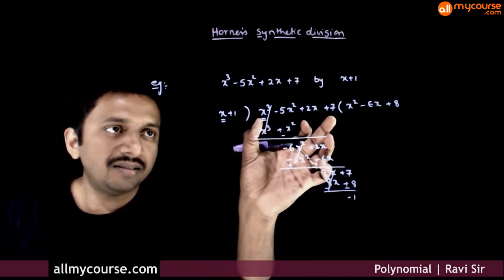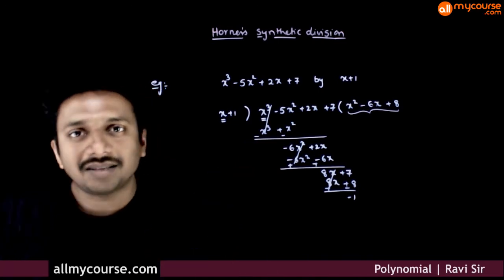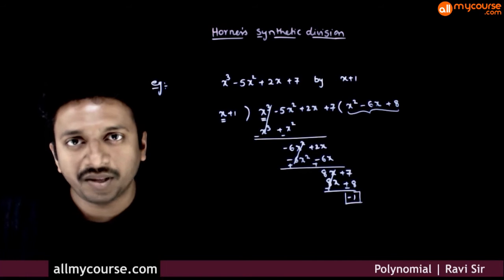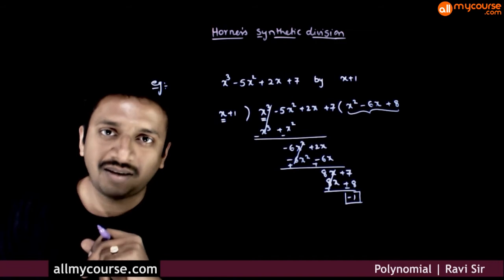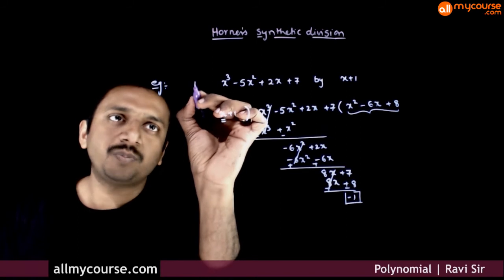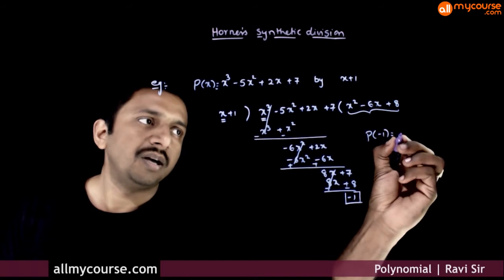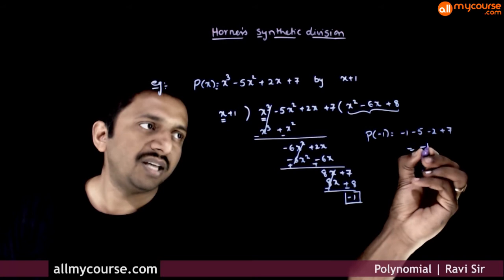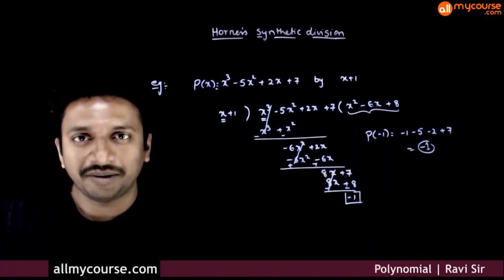So when you divide this polynomial by x plus 1, the quotient is x square minus 6x plus 8, and the remainder is minus 1. And the remainder can be directly found out by putting x is equal to minus 1 in this expression. So let us check whether the remainder theorem is working. If this polynomial is p of x, what is p of minus 1? Minus 1 minus 5 minus 2 plus 7, which is equal to minus 1. So the remainder theorem is valid.